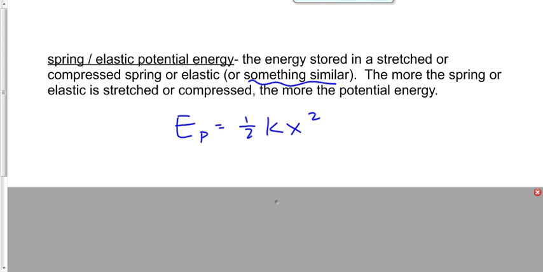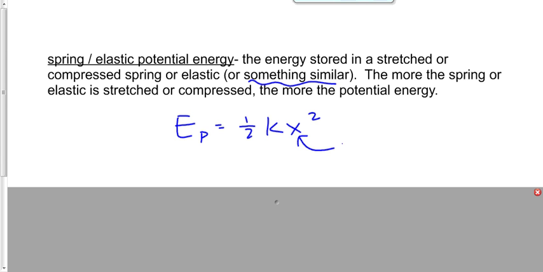When we talked about gravitational potential energy, we used the same symbol, but it was the energy stored due to a height above something as opposed to due to a stretched or compressed elastic or spring. But still stored energy, still potential energy. The two new terms here are k and x. I want to define x first. x would be the displacement of the spring or elastic.